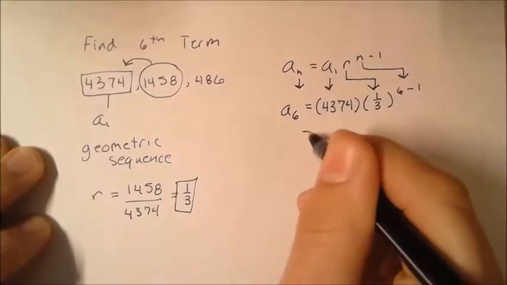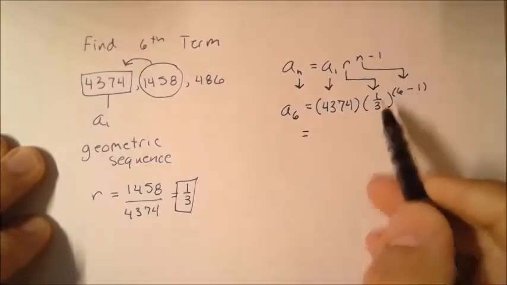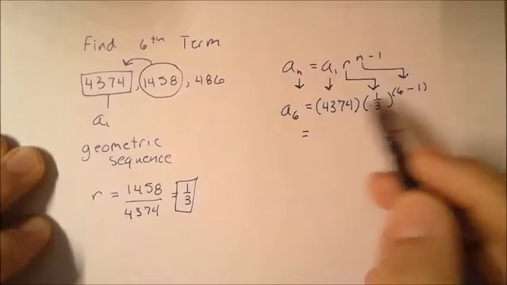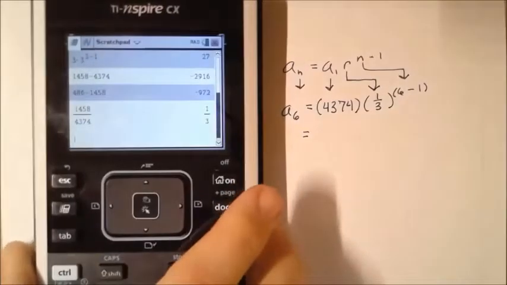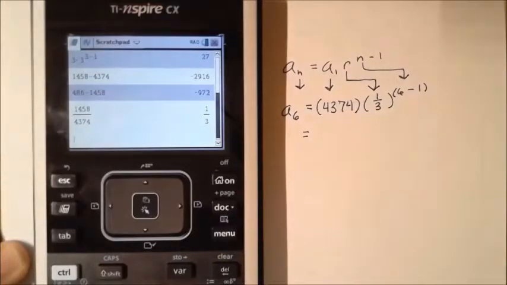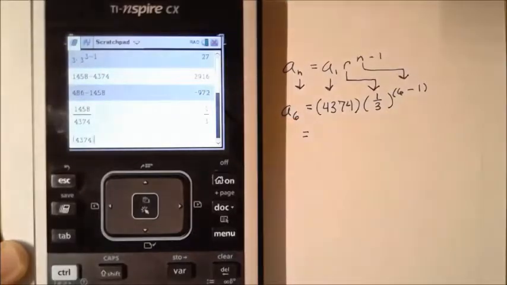And I'm going to put it in my calculator, literally just as you see it here. I like putting everything in parentheses. So let's plug this in. So we have 4374. Now I want you to keep in mind that as I'm doing this, we're only putting what's on the right side of the equation, because that's going to tell us what our a sub 6 value is.